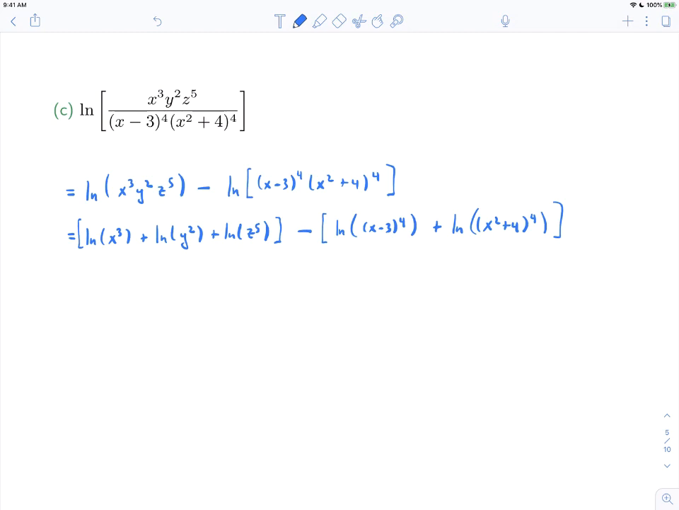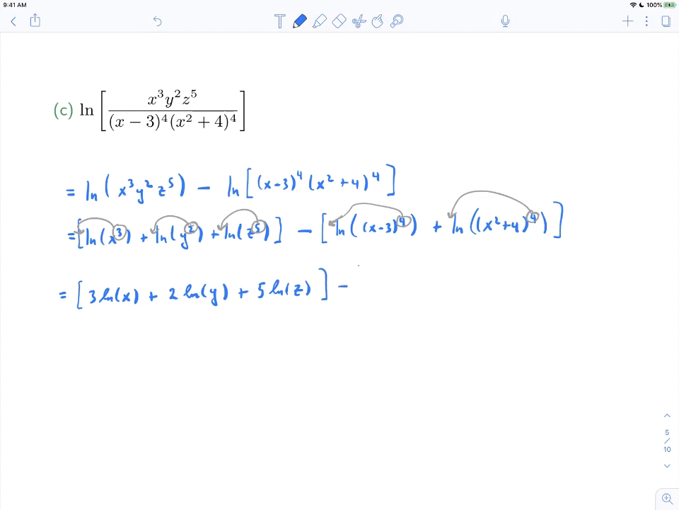So now we can use the property of logarithms that allows you to take the exponents out. So all of these exponents, we can just take these out. We can take out, let me just change the color here, all of these exponents and bring them in front of the logarithms. We can do that for every one of these. The 4 comes out here. That 4 comes out here. So let's just go ahead and do that now. So we're going to have 3 times ln of x plus 2 times ln of y plus 5 times ln of z.